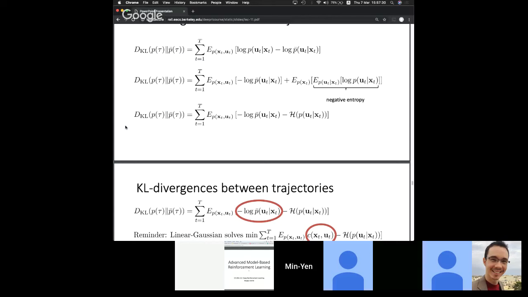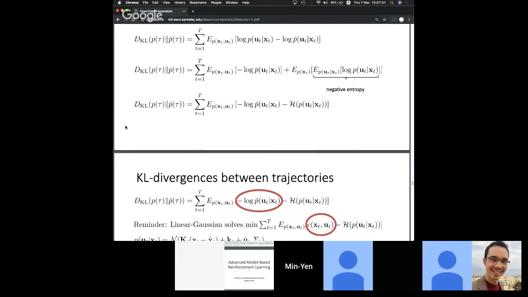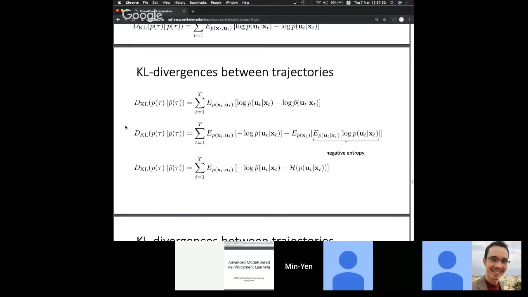The question was how it expands back out into the probability of xt and ut. It's the probability of ut given xt. Can you say it again? The question is actually from the second last line to the last line, how it expands back out from the probability of xt only to the expectation with respect to the probability of xt and ut.